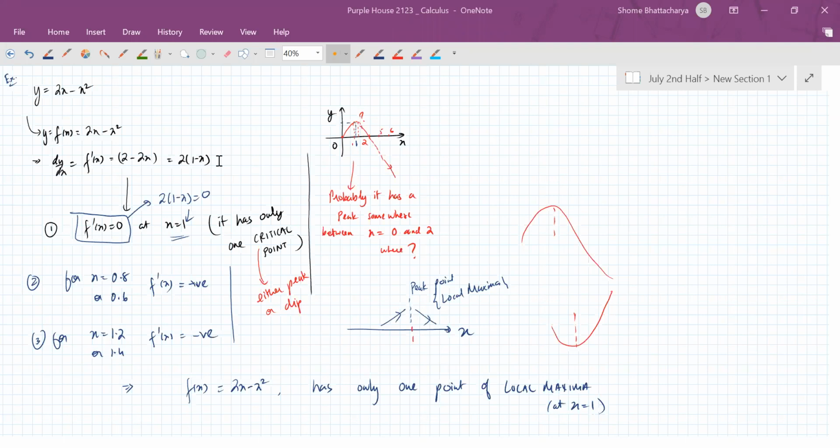Like that, if it's, let's say, a polynomial of power 10, x to the power 10, then it can have as many as 9 critical points. Okay, and 9 critical points means 5 of them can be maximas and 4 of them can be minimas, or vice versa, 4 of them can be maximas and 5 of them can be minimas. So this thing gets a little bit complicated.